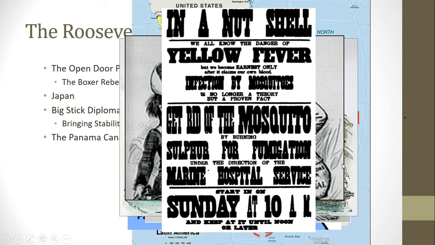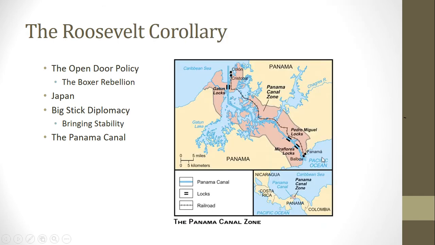In order to combat this yellow fever, we dumped ludicrous amounts of pesticides in Panama, which have environmental consequences to this day. But on the bright side, we get this canal and what's called the Panama Canal Zone, which the United States is going to control as a protectorate. So I think it's probably worth it, maybe.